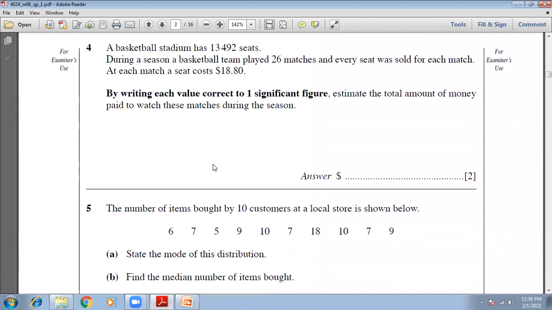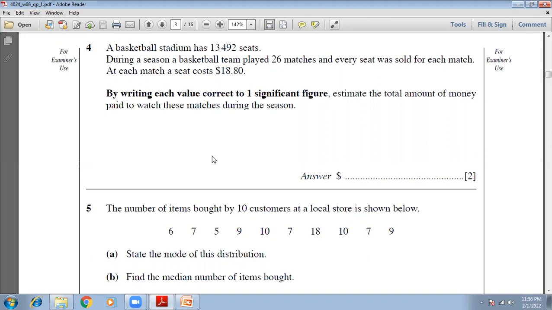Okay, so the next question coming up on your screen. A basketball stadium has 13,492 seats. During a season, a basketball team played 26 matches and every seat was sold for each match. At each match, a seat cost $18.80. By writing each value correct to one significant figure, estimate the total amount of money paid to watch these matches during this season.